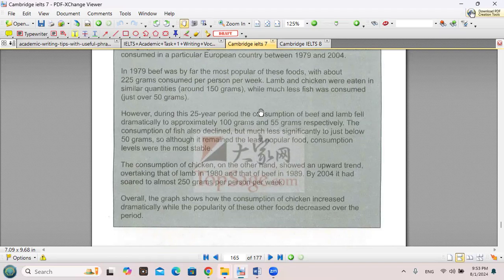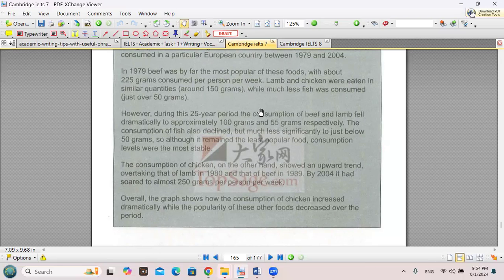Yes, Mohammed. In 1979, beef was by far the most popular of these foods, with about 225 grams consumed per person per week. Lamb and chicken were eaten in similar quantities, around 150 grams, while much less fish was consumed, just over 50 grams.